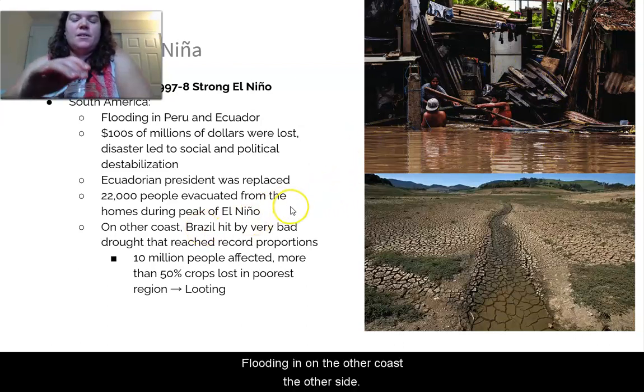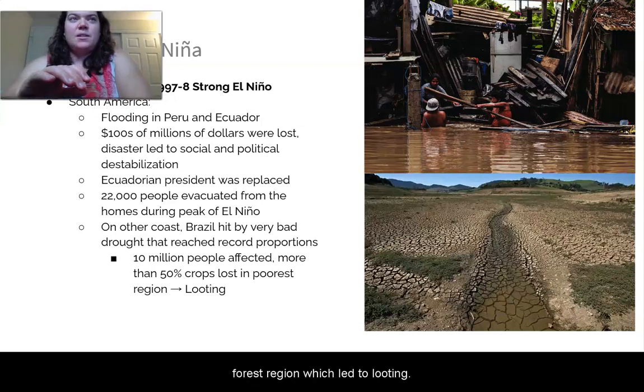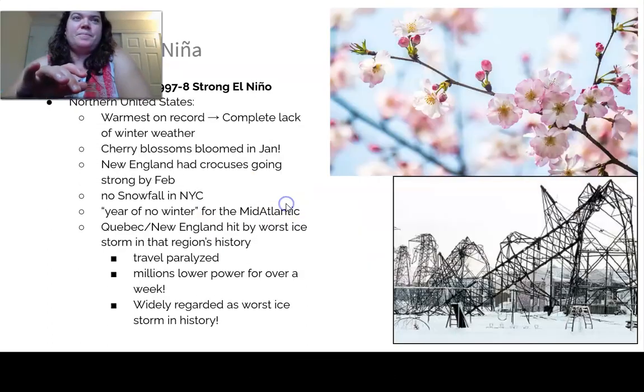And on the other coast, the other side, Brazil was hit by a really bad drought, which reached record proportions. So there was 10 million people affected. More than 50% of crops were lost in the poorest regions, which led to looting. That's not a good situation.